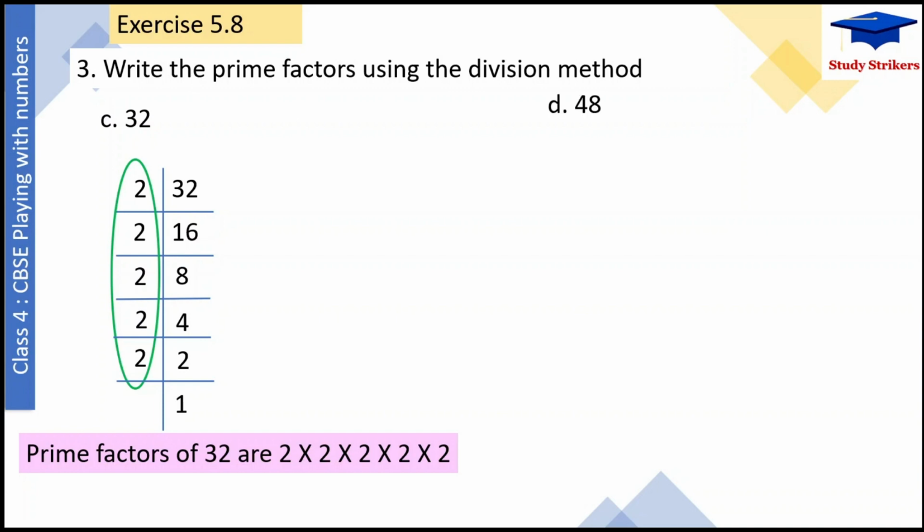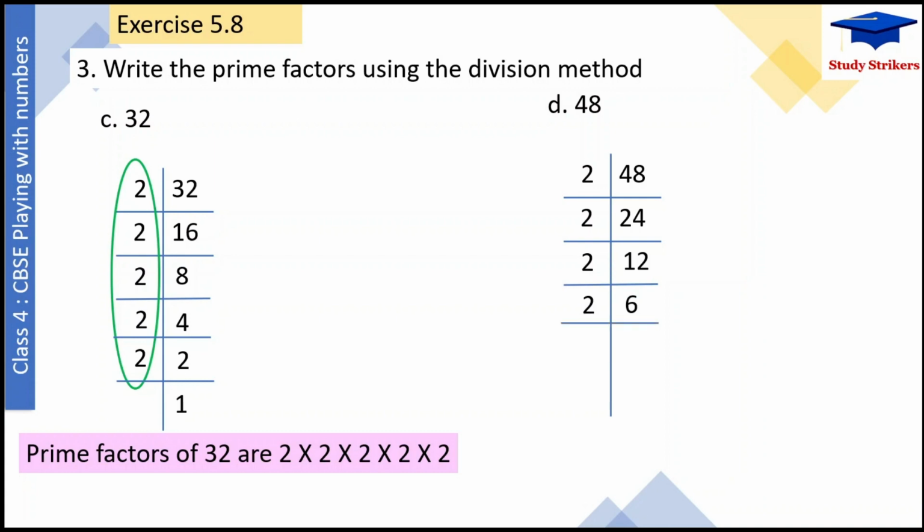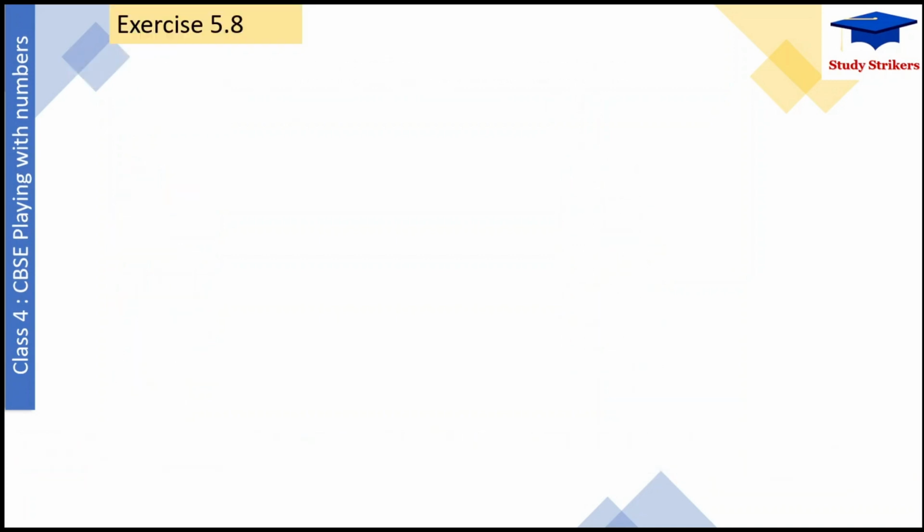Next we have to find prime factors of 48. First we will start dividing it by 2. We will get 24. Then if we divide further by 2, we will get 12. Again divided by 2, we will get 6. 6 divided by 2, we will get 3. Then 3 will be divided by 3, and finally we will get 1. So the prime factors of 48 are 2 into 2 into 2 into 2 into 3.